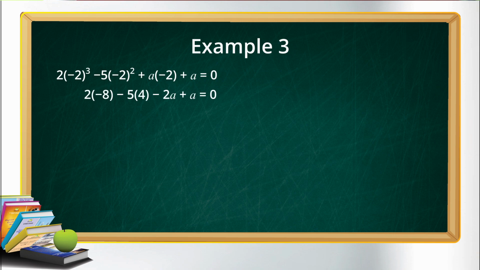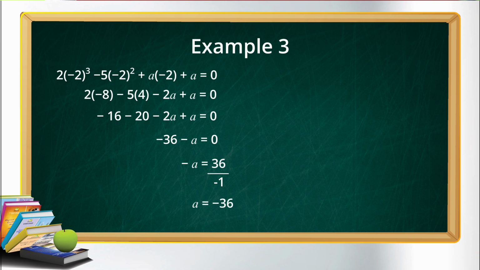2 times negative 8 minus 5 times 4 minus 2a plus a is equal to 0. And then negative 16 minus 20 minus 2a plus a is equal to 0. So that negative 36 minus a is equal to 0. And now we get negative a is equal to 36. But we don't want negative a, but a. So a is equal to negative 36.